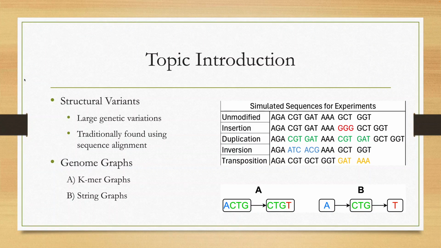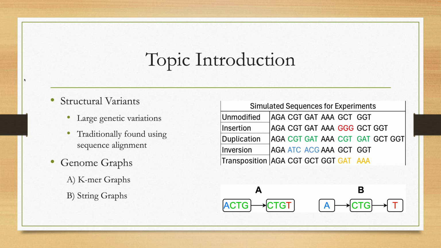To begin today, I'll start with a topic introduction, discussing several of the key components of this work. The first of these is structural variants, which are large-scale genetic variations that are classified based on the nature of the rearrangement that occurs, including deletions, insertions, duplications, inversions, and transpositions. Now, traditionally, SVs have been found using sequence alignment. However, many of these methods have often been shown to lack sensitivity, which necessitates our need to go and explore alternatives for how they might be detected.